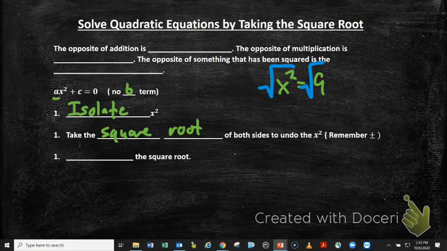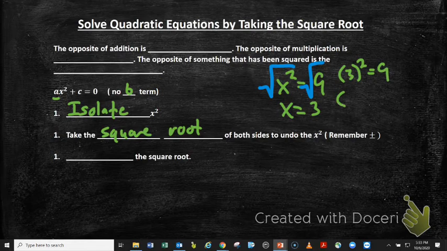So when I get this and I just write x equals 3, but what about this? I can square 3 and get 9, but can I also square negative 3 and get 9? Because remember, negative 3 times negative 3 is positive 9. So when you take the square root after you're done, you have to make sure that you put a plus or minus there for an equation.